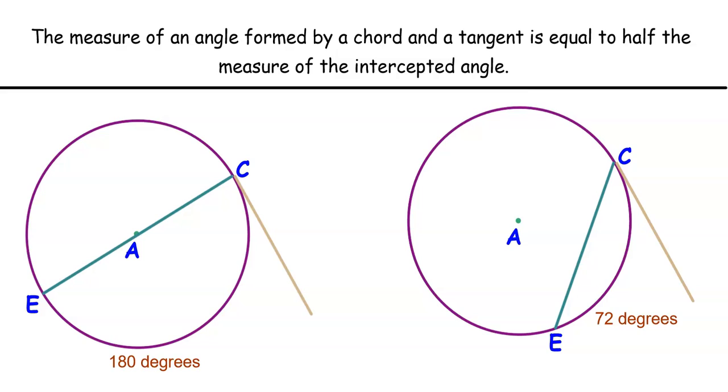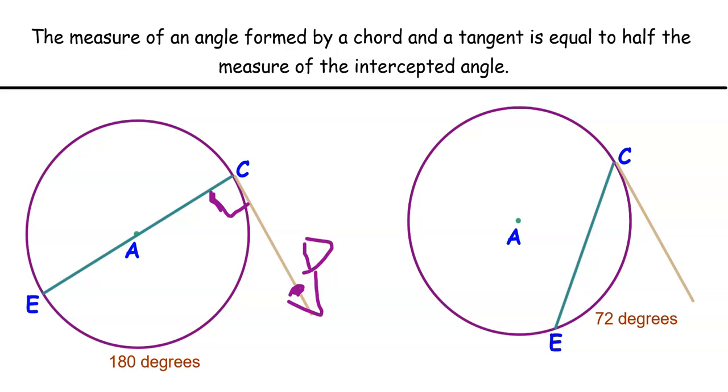And so if we have the diameter EC here, which we know is perpendicular to the line going through C, well, the intercepted angle is this full 180 degree semicircle between C and E, which means that the measure of angle EC, let's call it D here, at 90 degrees is half the measure of that intercepted angle.